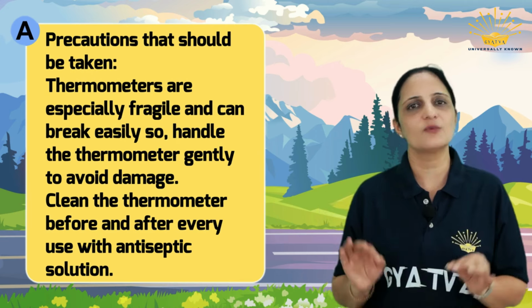Question number 3. What precautions should you take while using a laboratory thermometer? First point, it should be kept upright. Upright means you will keep it straight, vertical. Second, immerse the bulb completely in the substance whose temperature is to be measured, ensuring it doesn't touch the container sides or bottom. And read the temperature while the thermometer is still in the substance for which you are measuring the temperature. Question number 4.